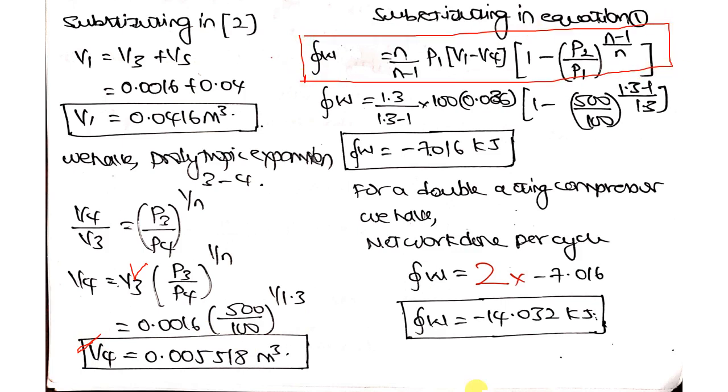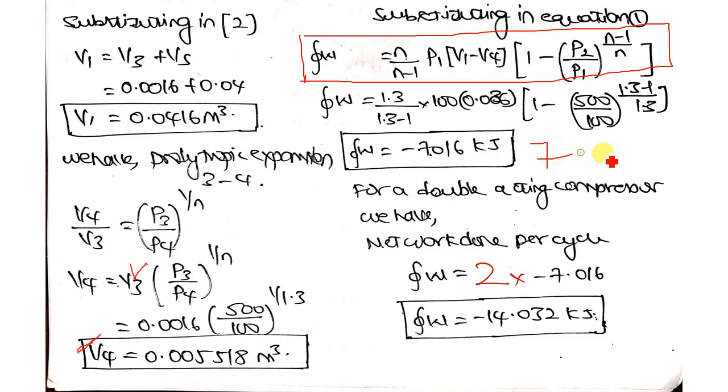Why is it negative, guys? Because it is the work done on the system. The compressor is a driven unit, right? So, you need to do work on it. This particular amount of work is 7.016 kilojoules. So, minus, because it is work done on the system.